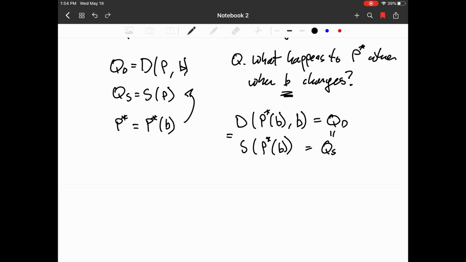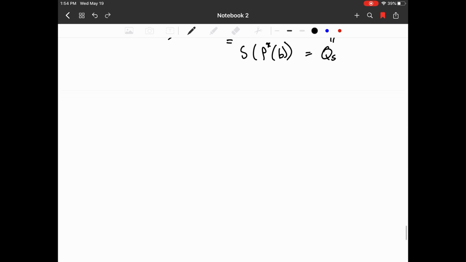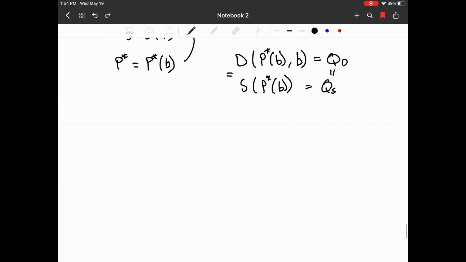So let's carefully work through this. In the end, what we're trying to solve for is, we'll just leave this in the top corner here, the derivative of p star with respect to b. So this is the thing we're looking for. Maybe put this in red just so it's more prominent.